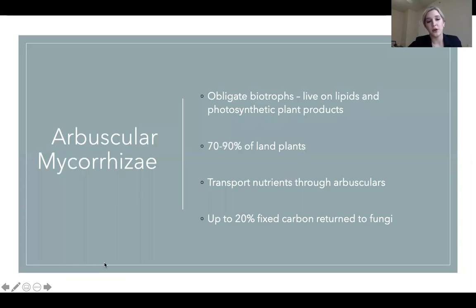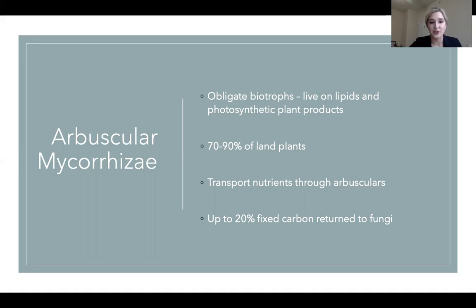So arbuscular mycorrhizae is an obligate biotroph. They live solely off of lipids and photosynthetic plant products. So it is a symbiotic relationship, which means that both the plant and the fungi are benefiting from this relationship. Arbuscular mycorrhizae are also found on 70 to 90% of land plants, which is huge. They are everywhere, but you can't see them. You don't know they're there.